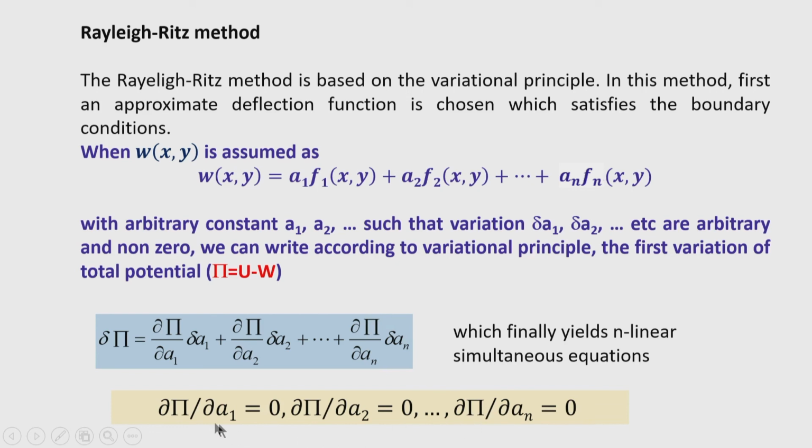So, here you can see we are getting n number of simultaneous equations, but I have mentioned it as a linear equation. How does it become linear?